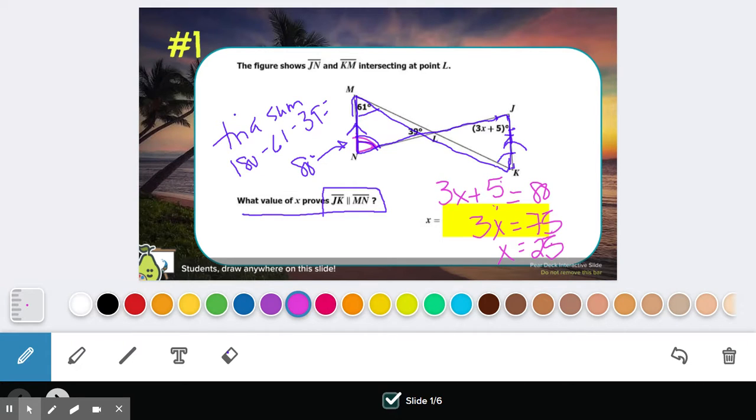I'm going to go back and make sure I'm answering the right question. The value of x is 25. Because I've got those alternate interior angles. Alternate interior angles are congruent, right?